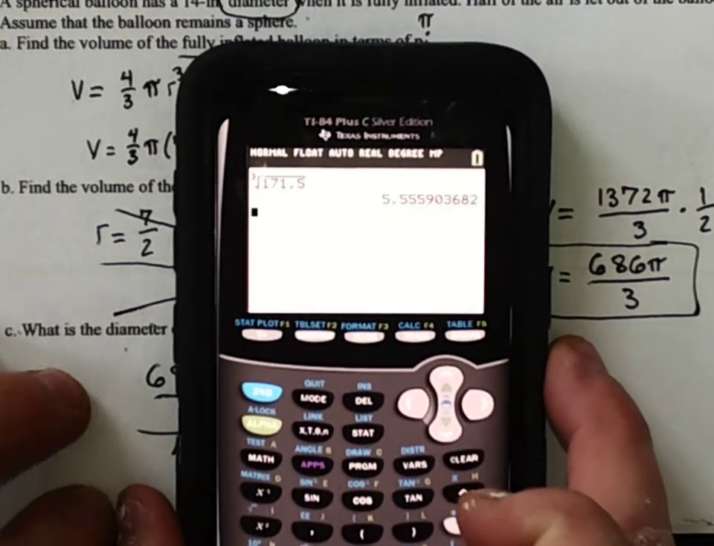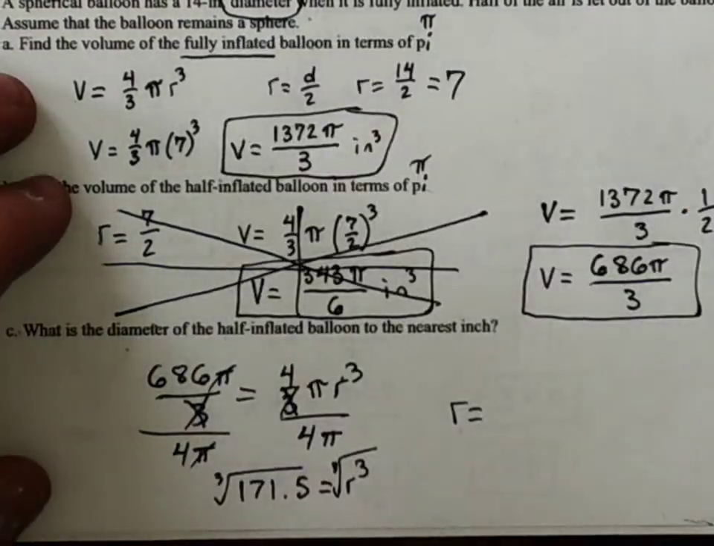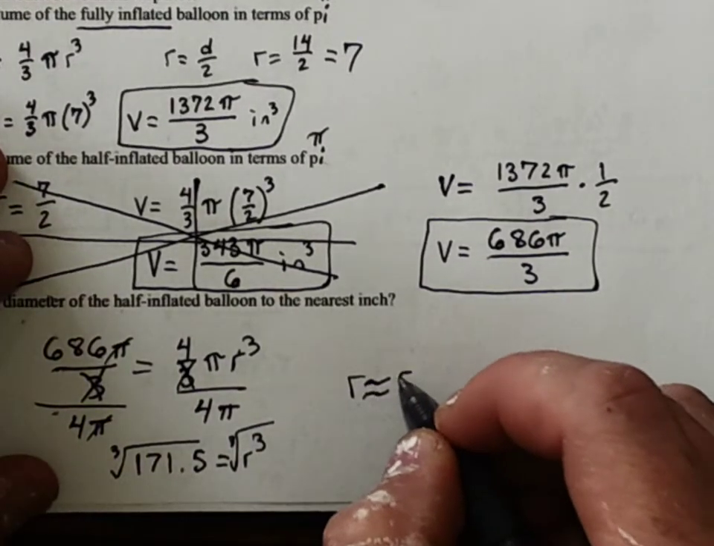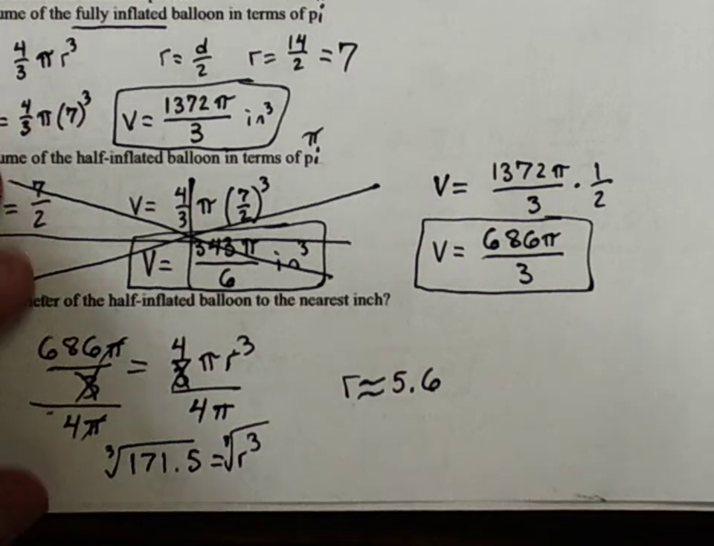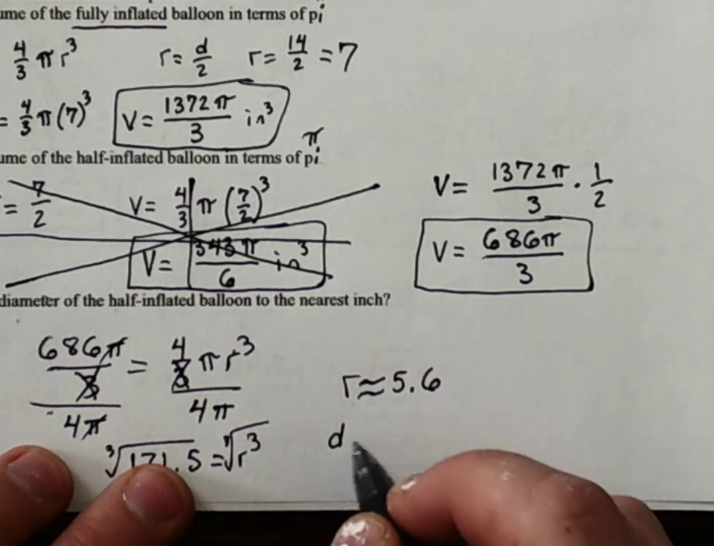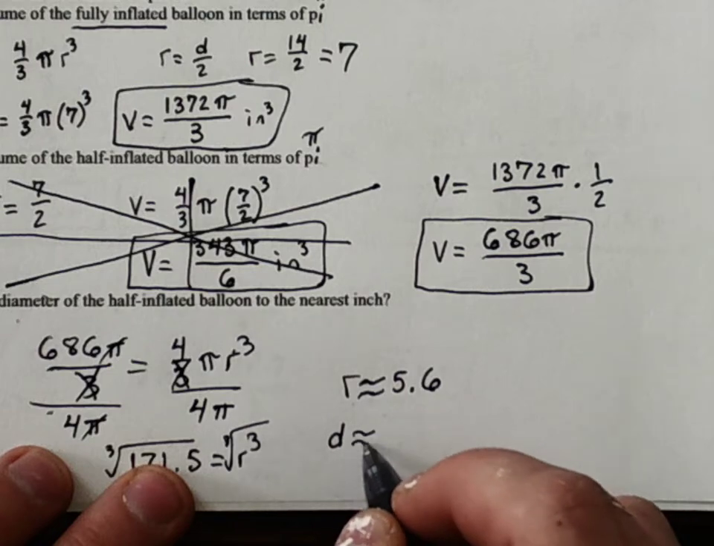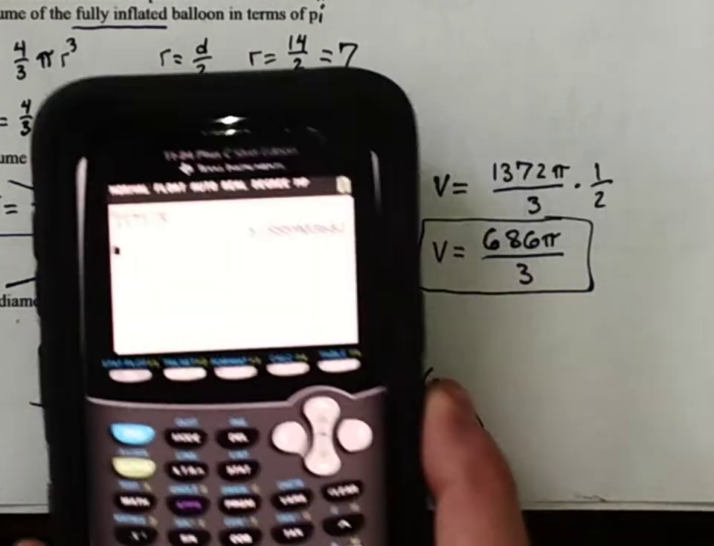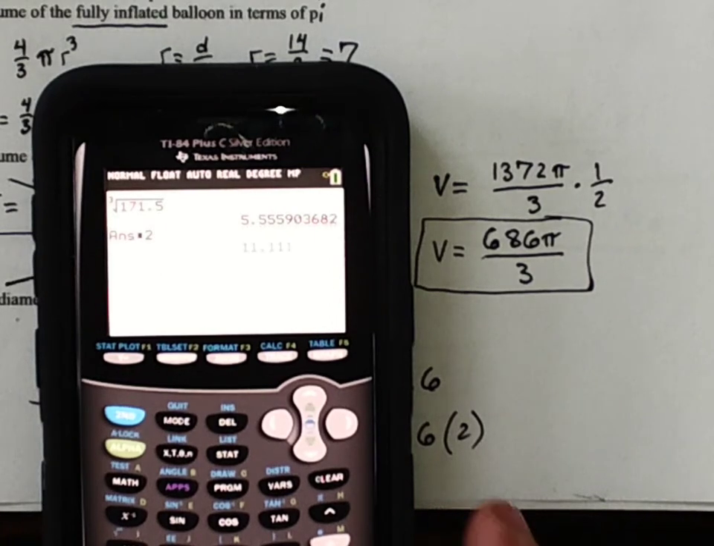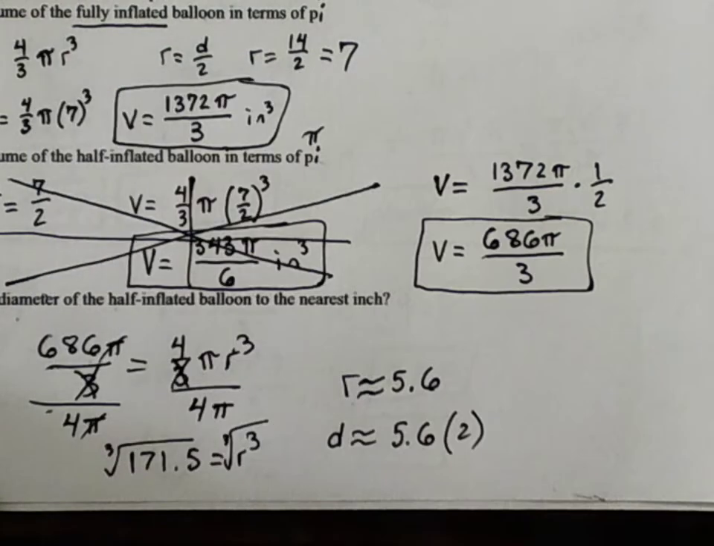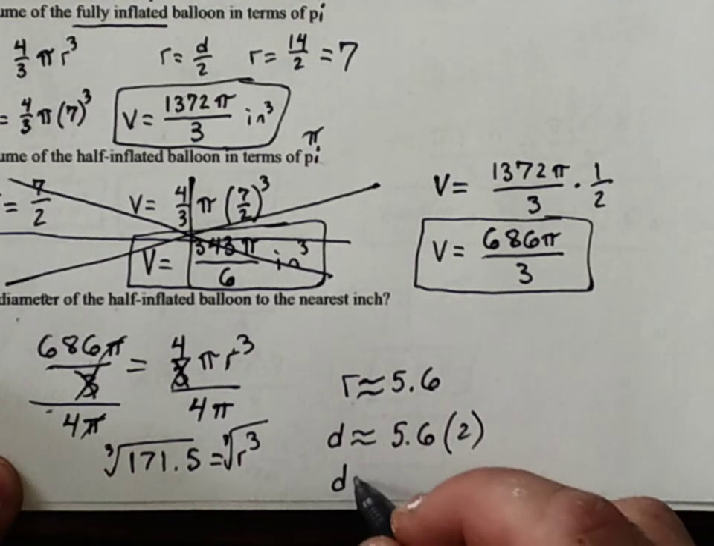Getting 5.55, call it 5.6. So now we will double this. That's our radius. So our diameter is going to be about 5.6 times 2, and 5.6 times 2 is 11.2. It says round it to the nearest inch, so we call it just 11.